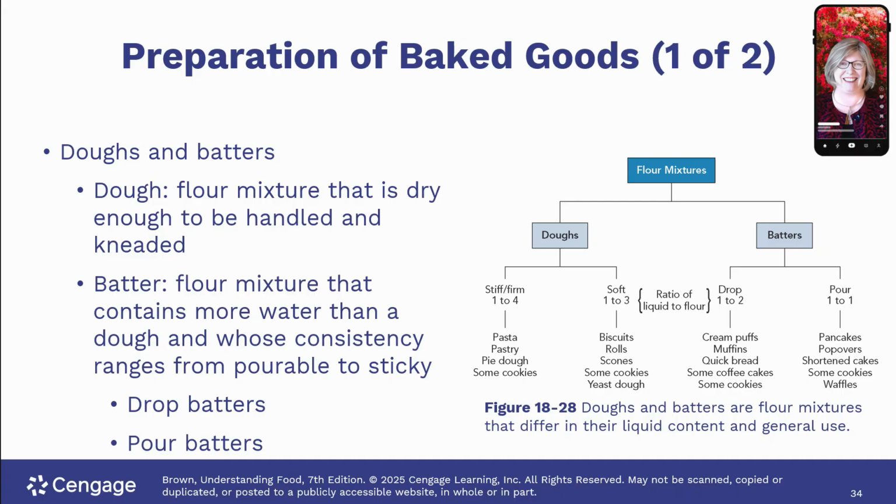And then the pour batter, the ratio is 1 to 1. 1 cup of liquid to 1 cup of flour. And here you have pancakes, popovers, shortened cakes, some cookies, and waffles. So if you make cake batter, you can definitely pour that into the pans. Some cookies, which I don't think you're going to see very many cookies with a pour ratio of 1 to 1, but it's possible depending on what it is. Waffles are in the same category with pancakes, but usually a waffle recipe will have a little bit more fat.